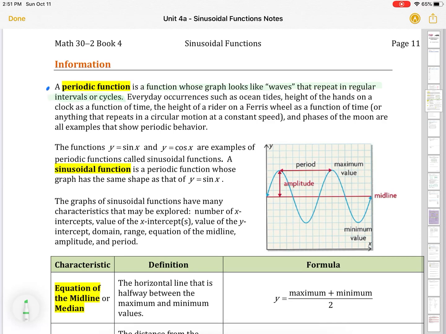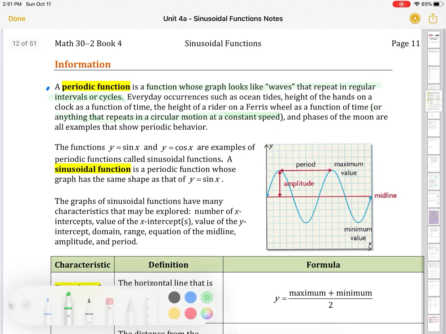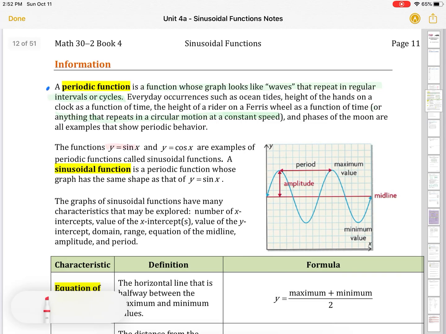Everyday occurrences such as ocean tides, heights of the hand on a clock as a function of time, the height of a rider on a Ferris wheel as a function of time, or anything that repeats in a circular motion at a constant speed. Phases of the moon, they all show periodic behavior. And we use y equals sine x and y equals cos x as examples of periodic functions called sinusoidal functions.